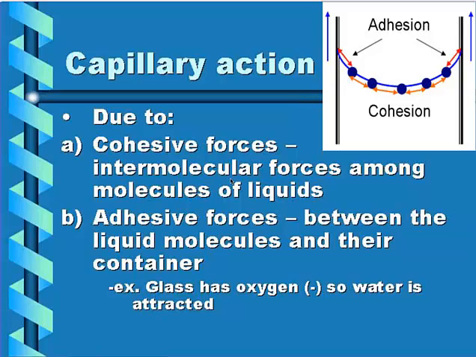Cohesion is the intermolecular forces among the molecules of the liquid. So here we can see cohesion between the water molecules, if these were water molecules. And then adhesive forces are between the liquid molecules and their container. So if this was a graduated cylinder, we have adhesion with the red arrows between the water and the glass. We have adhesion with polar molecules in glass because glass has oxygen, silicon dioxide, and that oxygen is attracting the hydrogen in water.